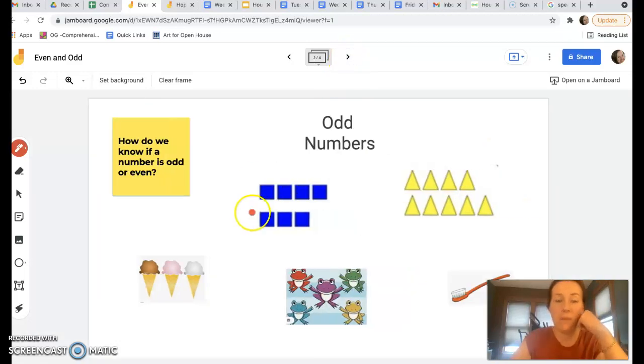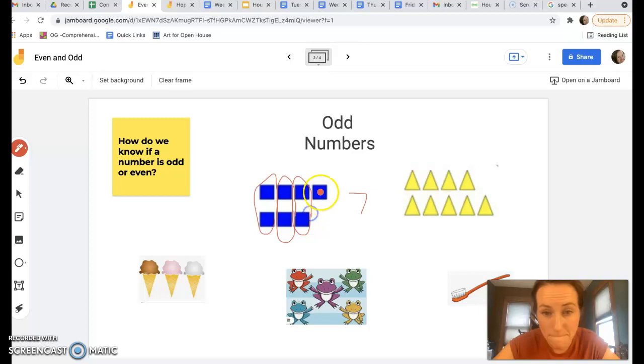So odd numbers do not have a pair. Some of them have pairs, but we're left with one extra that doesn't have a pair. So if we take a look at the number 7, we have 7 squares here. 1, 2, 3, 4, 5, 6, 7. We have a pair here. We have a pair here. We have a pair here, but we have one left over. This one doesn't have a pair. Okay, so that's an odd number.